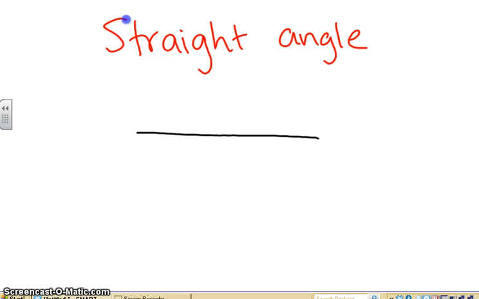So a straight angle is easy to remember, and I'm going to put this little symbol right here in the middle because that tells me that that's not just a straight line. That is two lines that are making an angle. And so that lets me know that that's a straight angle.